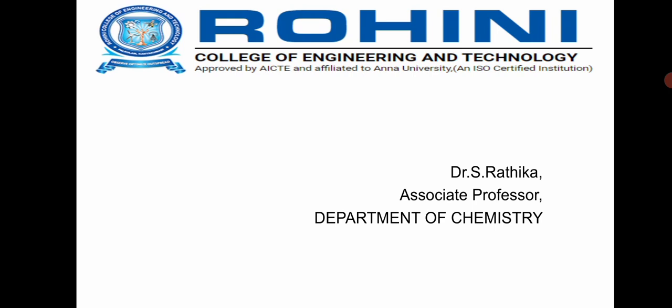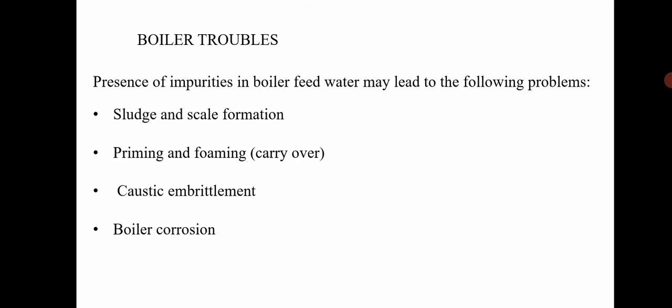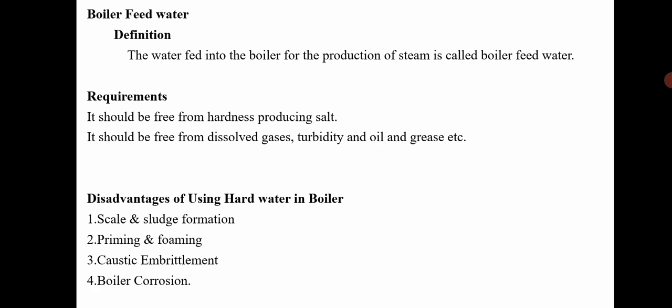In this module, we discuss about boiler troubles. Already we know that when we use impure water, which consists of more salt content, it produces a lot of problems to the boiler. We know the importance of boiler in the industry, right? So when we use impure water, it produces four major problems: one is scale and sludge, priming and foaming, caustic embrittlement, and boiler corrosion. Let us see one by one.